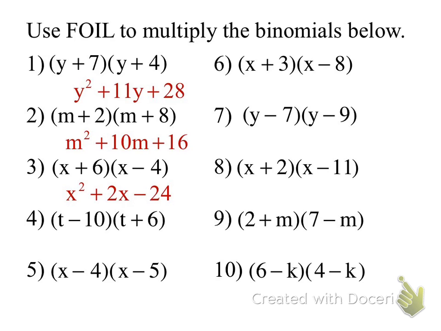Well, I got just the answer. T squared minus 4t minus 60. Good. Next one, Grant. For number 5, I got x squared minus 9x plus 20. Good. Next one, number 6. Go. I got x squared minus 5x minus 24.